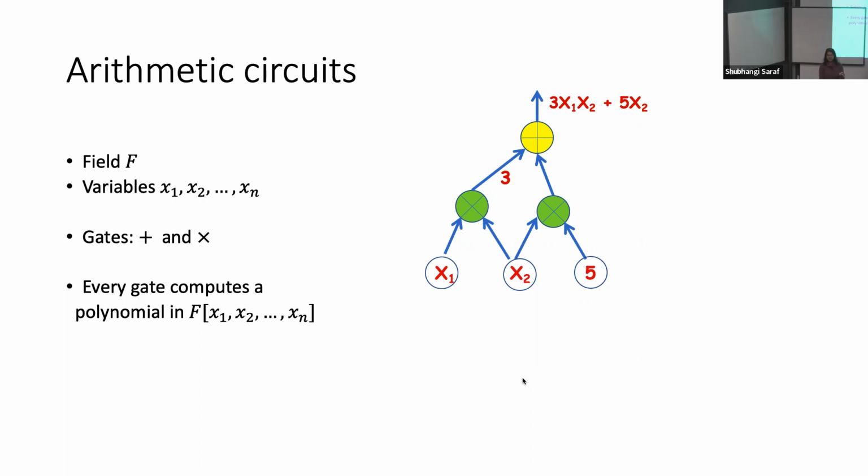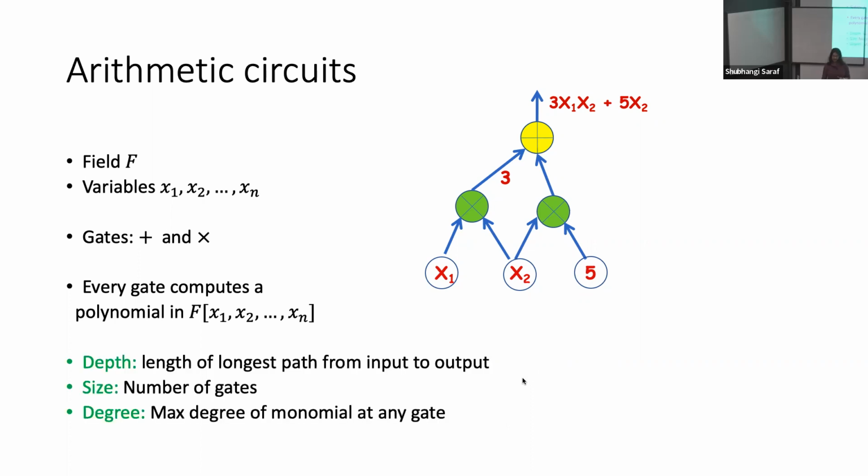Every intermediate gate of the circuit is also computing a polynomial. Interesting parameters for this circuit setting: the depth of the circuit is the length of the longest path from the root to a leaf. The size of the circuit is the number of gates in the circuit. The degree of a circuit, I will refer to as the maximum degree of any monomial computed at any gate in the circuit.